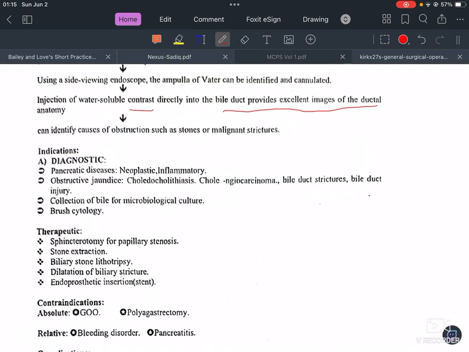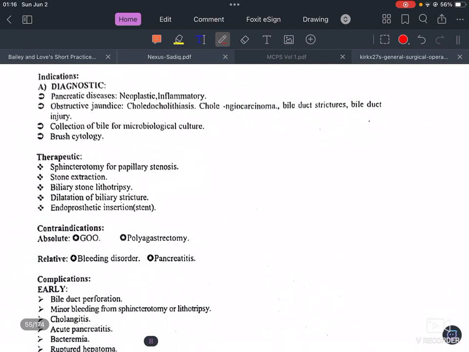Diagnostic indication includes the pancreatic disease, neoplastic, inflammatory, obstructive jaundice, choledocholithiasis, cholangiocarcinoma, bile duct stricture, bile duct injury, collection of the bile for microbiological culture, brush cytology. Therapeutic: sphincterotomy for papillary stenosis, stone extraction, biliary stone lithotripsy.